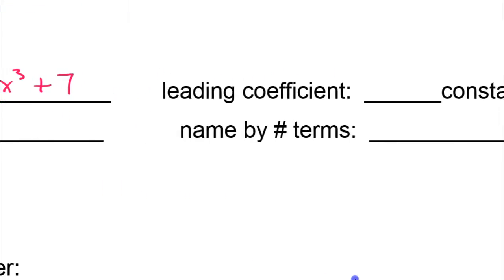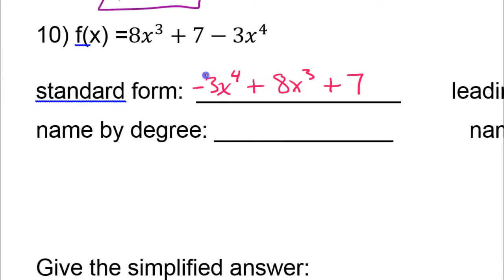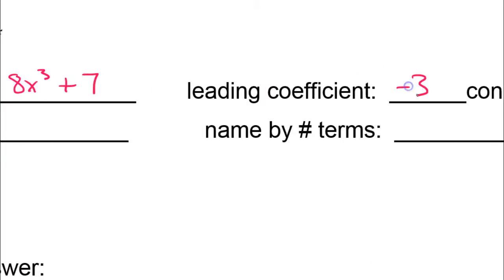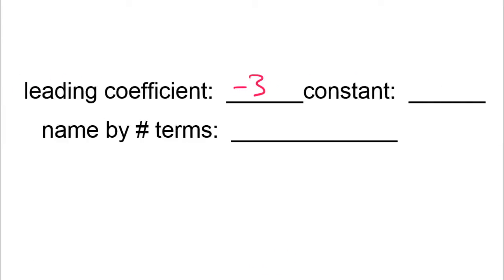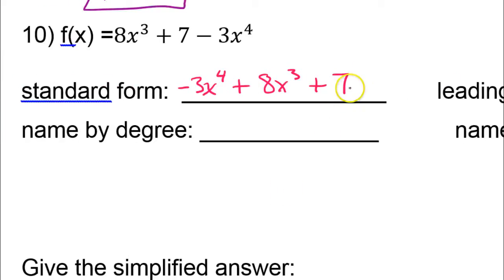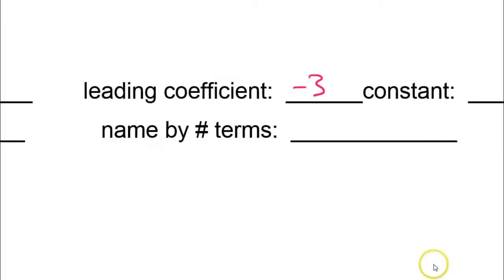Now the leading coefficient. In standard form, the leading coefficient is the number right in the front. So the leading coefficient is negative 3. Alright, what about the constant? Well, the constant term is the one with no variable on it. So that's going to be 7.